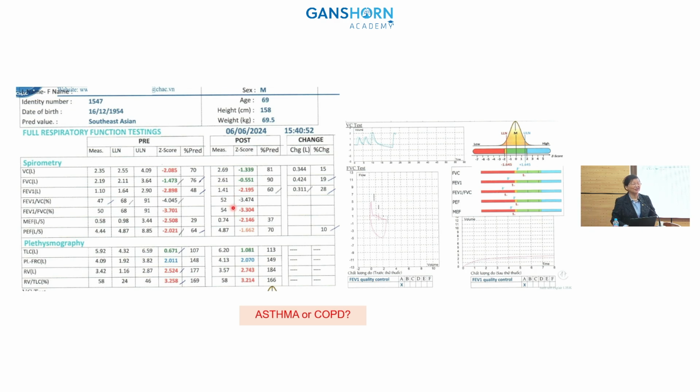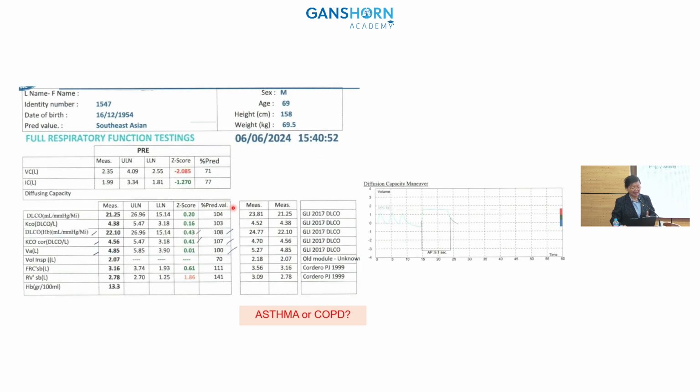So by the definition of GOLD, it is COPD. If you still have obstruction post bronchodilator test, you have COPD. I just had a discussion with Dr. Thi this morning, because when I see that positive bronchodilator test and then normal DLCO, I think that it could be asthma. But GOLD does not mention DLCO in the definition of COPD.